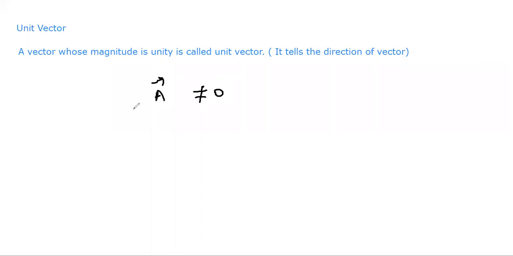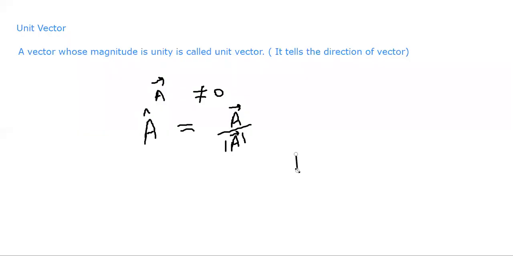So a unit vector is written as A cap. This is the symbol of unit vector. A cap means unit vector of A, and its formula is given by A vector divided by magnitude of A. We will learn later on how to calculate the magnitude of any vector. For now, you can just learn that A cap is equal to A vector divided by magnitude of A vector. This is the symbol of magnitude, that is the value of that vector, and A cap means unit vector.